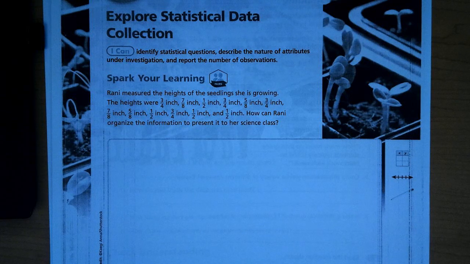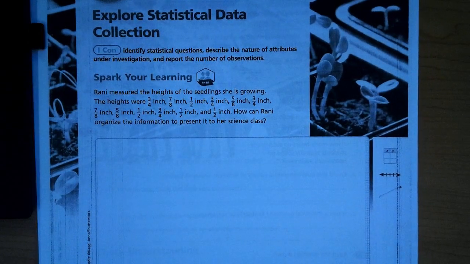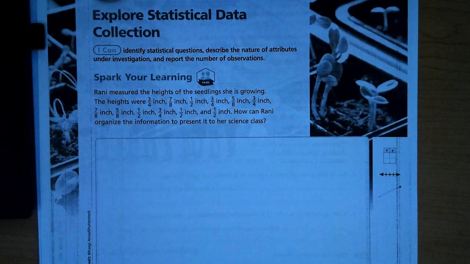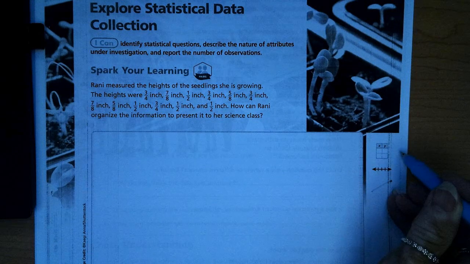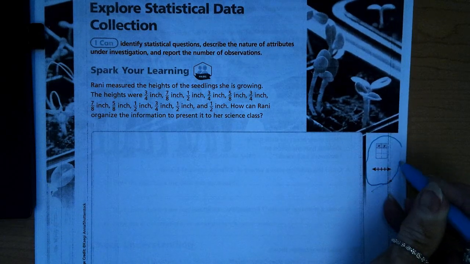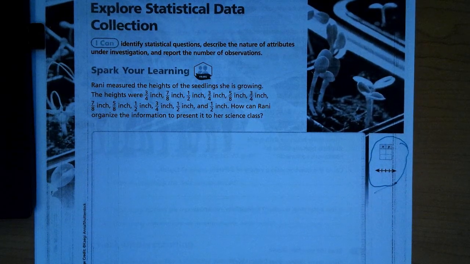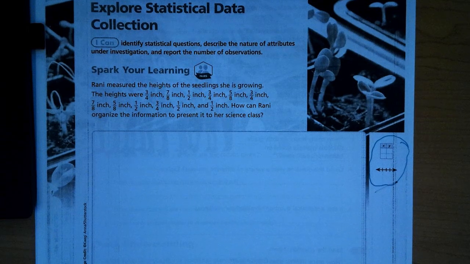So our Spark Your Learning says, Raina measured the height of the seedlings she is growing. The heights are 3/4, 7/8, 1/2, 3/4, 5/8, 3/4, 7/8, 5/8, 1/2, 3/4, 1/2, and 1/2. How can Raina organize the information to present to the science class? Usually, guys, over here they give you a hint of what we should use.